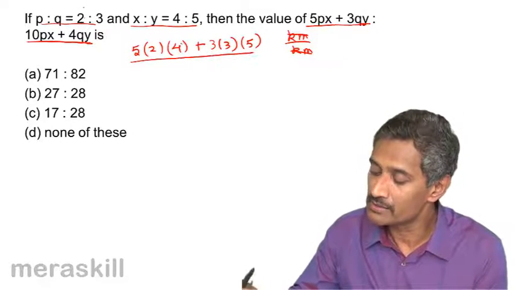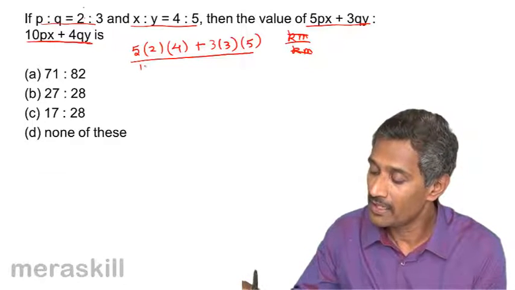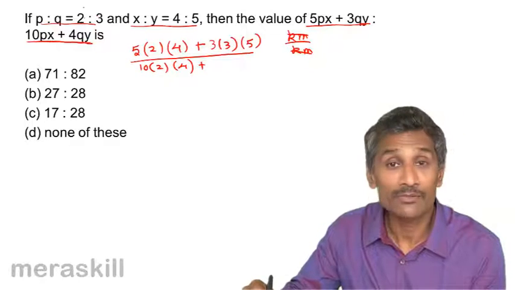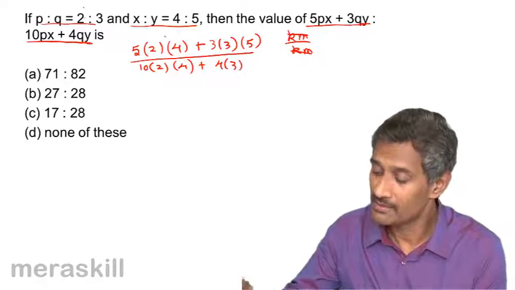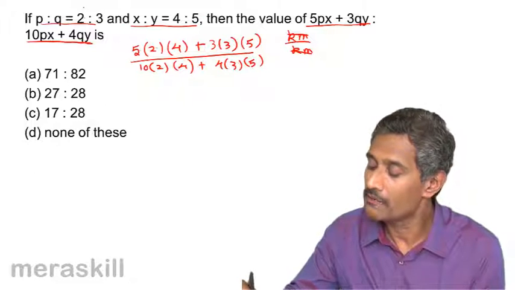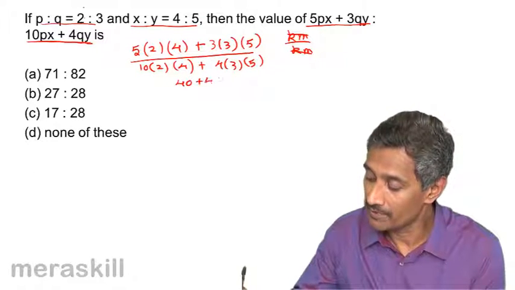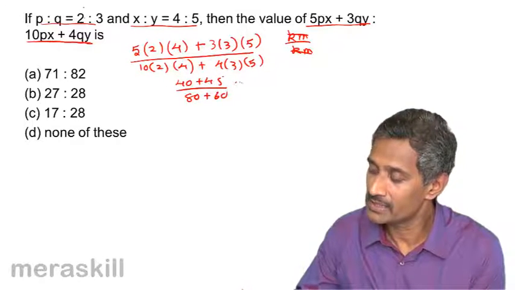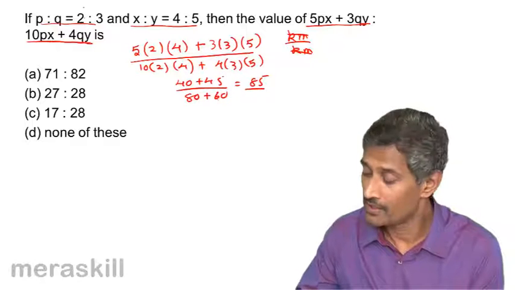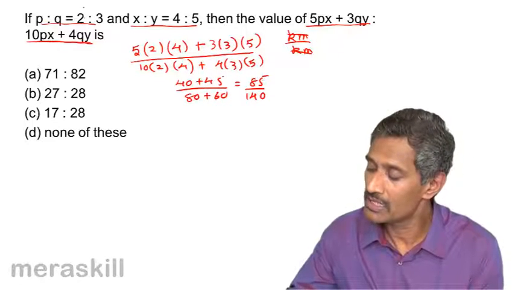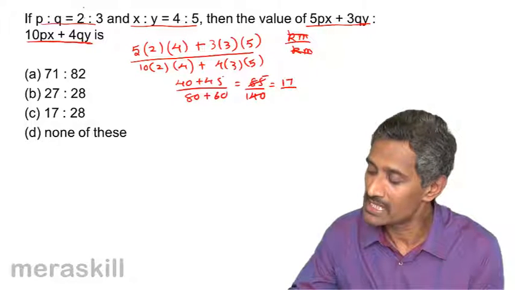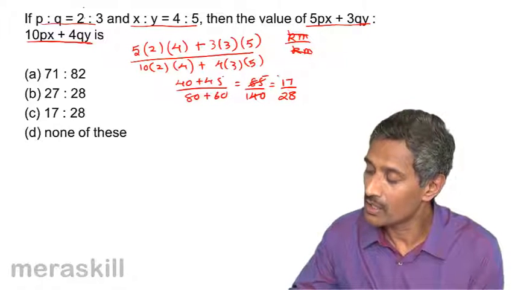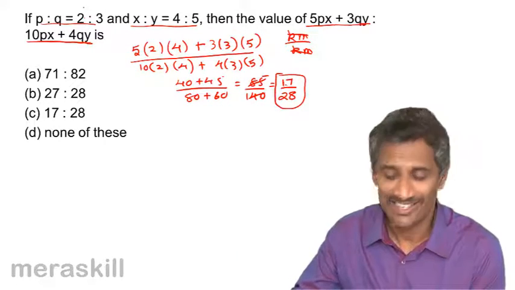So denominator turns out to be 10px. So 10 into 2 into 4 plus 4 into q into y. So 4 into 3 into 5. So that turns out to be 5 2s are 10, 40 plus 45 upon 80 plus 4 3s are 12, into 5, 60. So that gives you 85 upon 140, cancelled by 5, and you get 17. And 140 divided by 5 is 28. So our answer is going to be 17 is to 28.